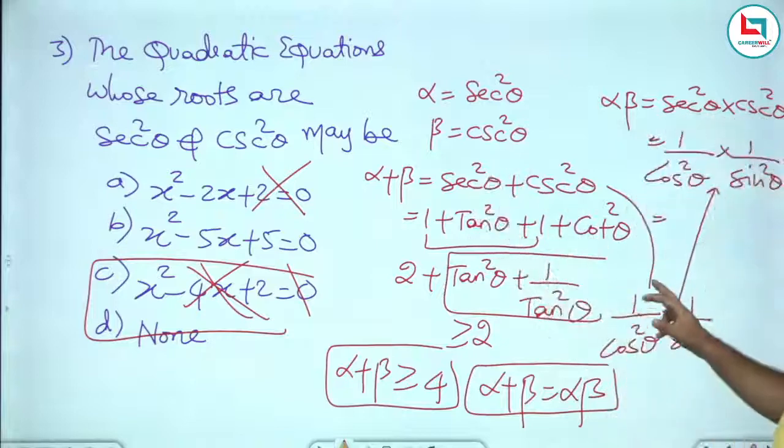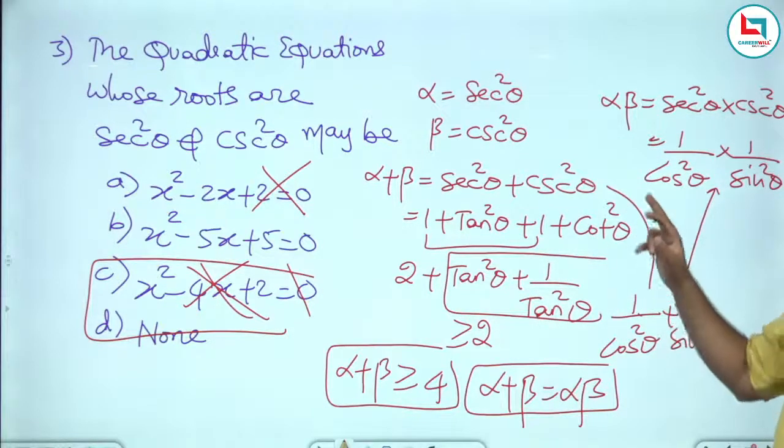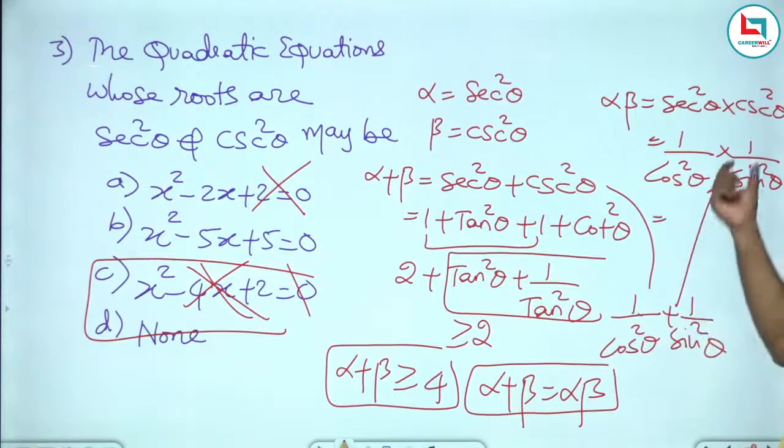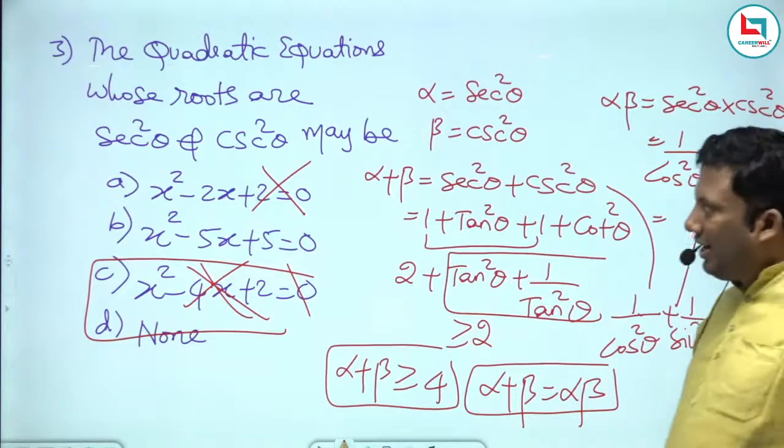Secant square theta is 1 by cos square theta. Cosecant square theta is 1 by sin square theta. Sin square theta plus cos square theta is 1, giving 1 by sin square theta cos square theta. 1 by sin is cosecant, 1 by cos is secant. I hope the idea is clear.